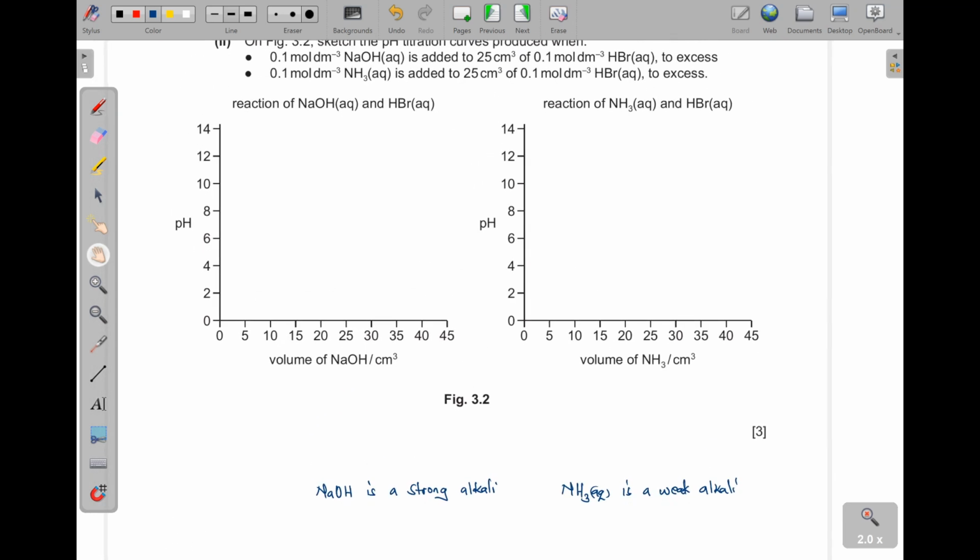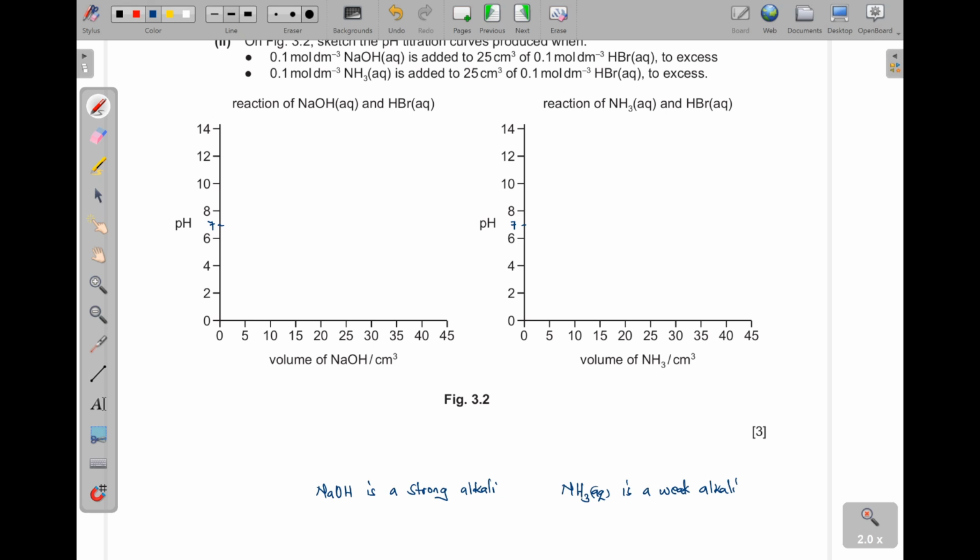Now, when we are adding these ones here, we are starting with HBr, which is acidic, okay? HBr is acidic. So in solution, it is going to give us the hydrogen ions and then the bromide ions. Because of the presence of hydrogen ions, we are seeing the pH is far less than 7. So 7 can be here. And also here, let me put the 7.